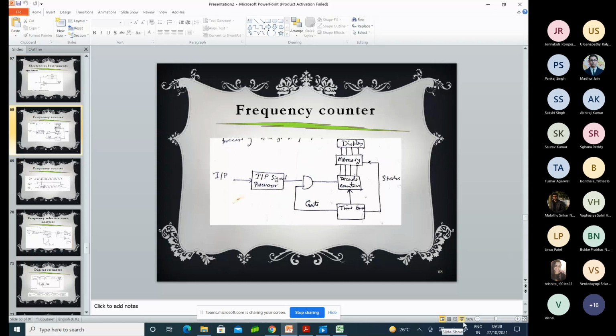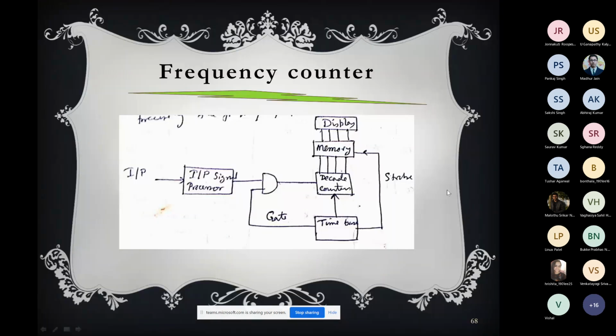Then there is another instrument which is called the frequency counter. The frequency counter instrument shows the frequency. In a multimeter, you cannot see the frequency because it is not designed for that. So there is another instrument which is called the frequency counter. With the help of that instrument, you can count the frequency.